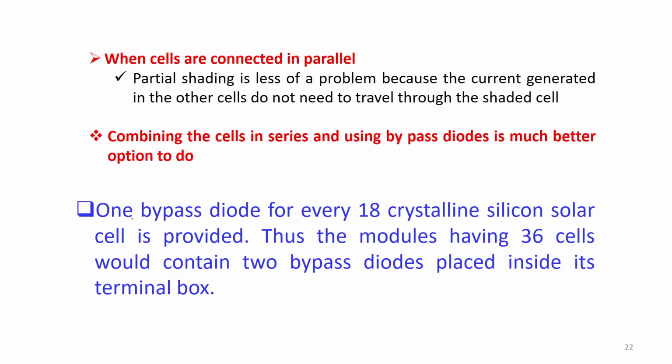So, for your understanding, one bypass diode for every 18 crystalline silicon solar cells is provided. If we have 36 cells, then we may require 2 bypass diodes in the terminal box to control the system.